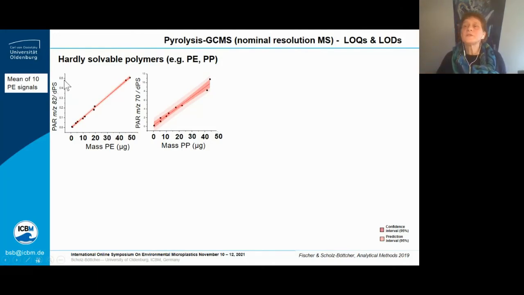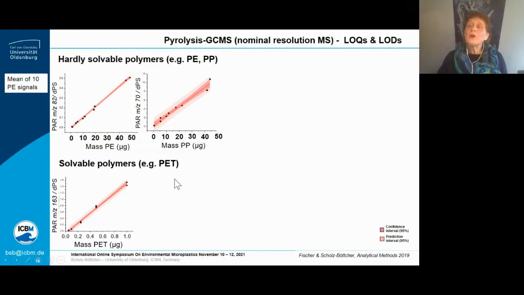And usually what we observe is, because we take 10 of the alkadiene signals of polyethylene and take the mean of all of them, we usually get a very good linearity and a very nice calibration curve. But the same holds true for polypropylene, where usually only one signal is used. The use of solvable polymers, here shown for PET, and look at the mass scale now, shows very nicely that we can then, with solved polymers, really go towards the defined detection limit of our instrument.